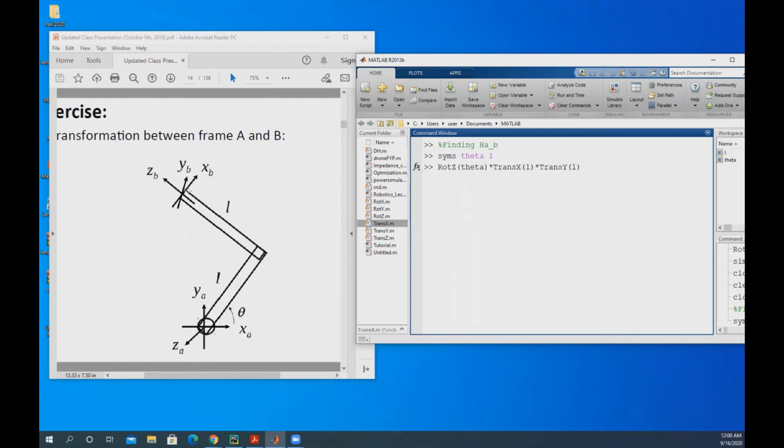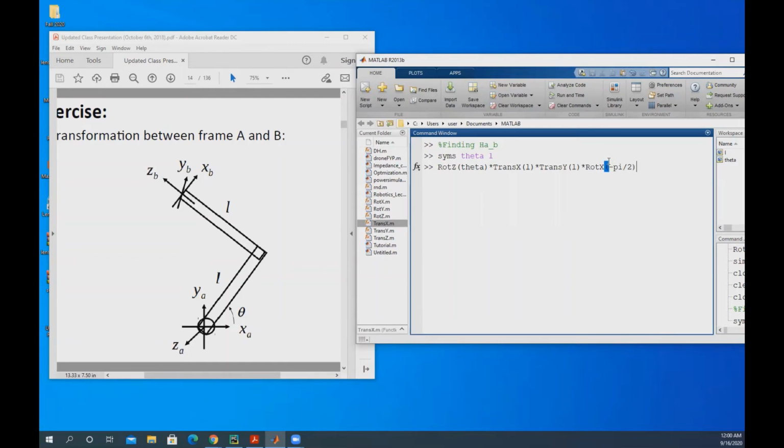Now I'm here. My XA now is parallel to XB because of my initial rotation. Now I want to translate along Y by a distance L. Right. So now the two frames basically are collocated. XA is in the same direction as XB, and YA is in the same direction as ZB, I'm sorry, and then ZA is here. So now I need to rotate, right? I need to rotate about X, by how much? By minus pi over 2.